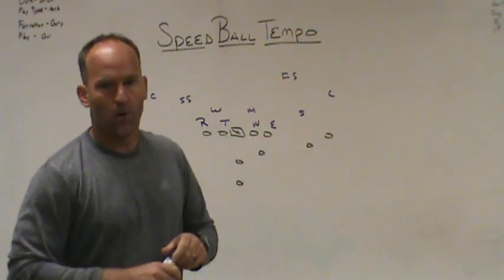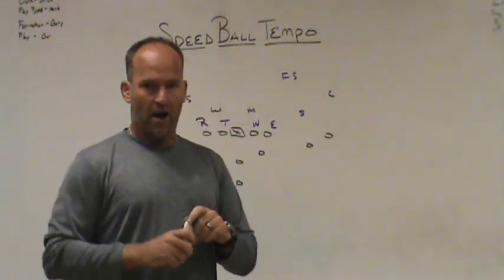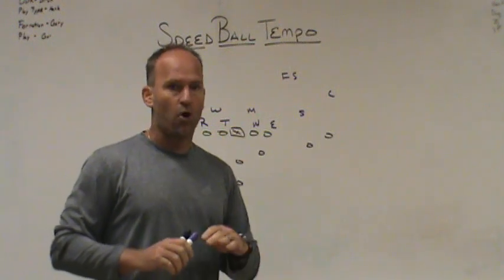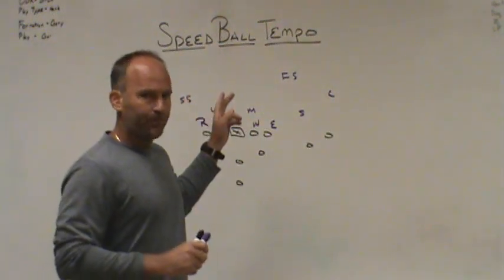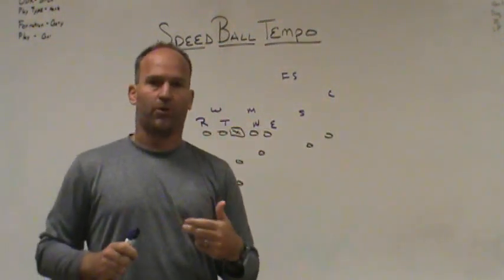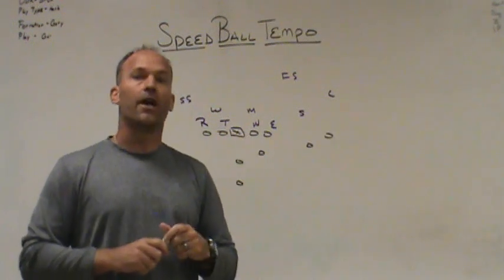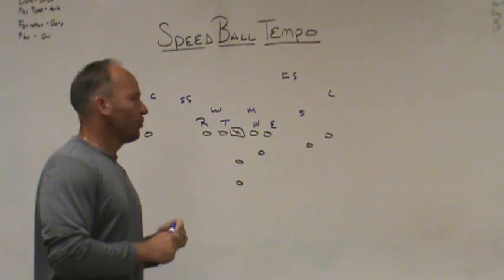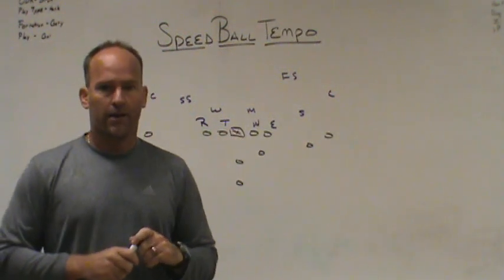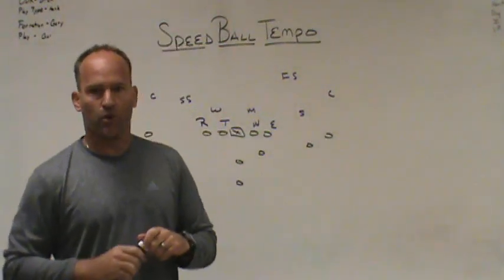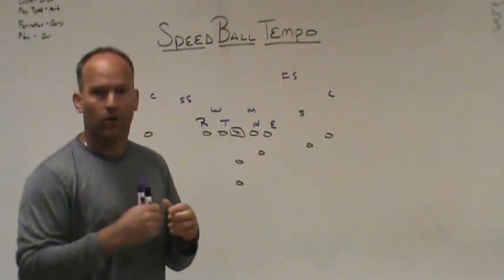Your fastest tempo, what we call our speedball tempo, would involve no personnel changes whatsoever and no formation changes whatsoever. That's how you can play the fastest you possibly can. And I'm going to add one thing to explain how we play the fastest we can. When we go speedball, our fastest tempo possible, we're going to run the same play out of the same formation with the same personnel group, over and over again until we decide to kill that tempo.